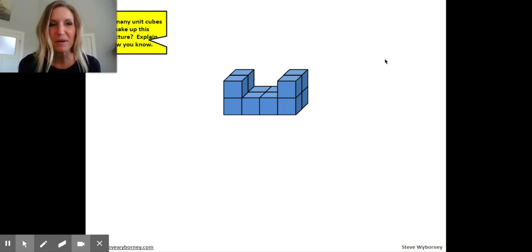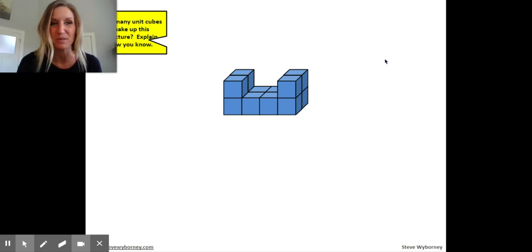All right, so when we think about how many cubes make up this picture, we are thinking about volume. Volume is the number of cubes that make up an object, right? How many cubes are inside of the object? So we're trying to figure out the volume of this structure right here. The fun thing is that your brain might have figured out how many cubes were in there a different way than my brain or someone else's.